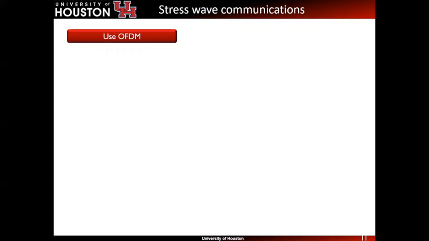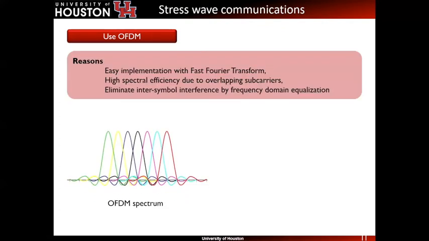But here is the question. Using this broadband signal in the stress wave channel, it can be significantly distorted due to the dispersion and the reverberation. OFDM is a powerful tool to combat this non-flat channel by dividing the overall bandwidth into subcarriers, so that each subcarrier will face a flat channel.